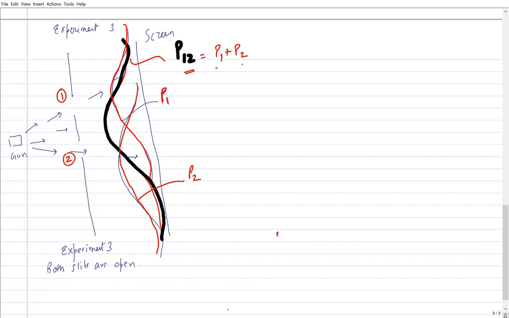Well, which is not very surprising because classically bullets are classical objects, follow Newton's laws, and when you have two alternatives to do a process, you just add up the probabilities. Okay, so that finishes my experiments with the bullets. Now what I'll do is that I'll repeat the same experiment with water waves.